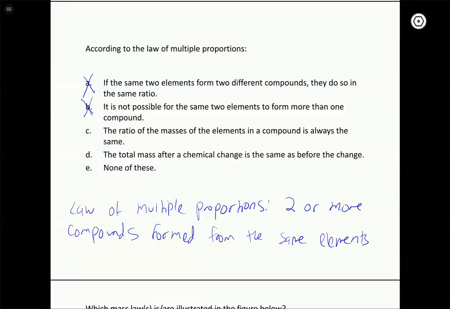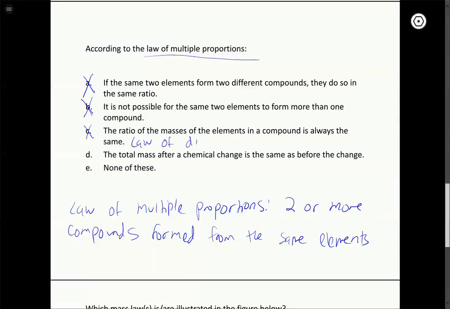Choice C, the ratio of the masses of elements in a compound is always the same. This statement is true, but it does not deal with the law of multiple proportions. This one deals with the law of definite composition. So this is a true statement, but remember, if we're talking about multiple proportions, we're talking about two or more compounds formed from the same elements. And the law of definite composition just says the composition of a specific compound will always have the same ratio of elements. Okay, so that's a true statement, but not dealing with multiple proportions.